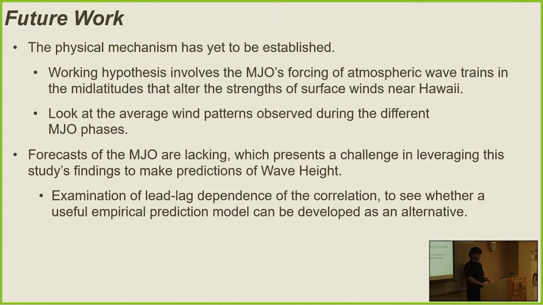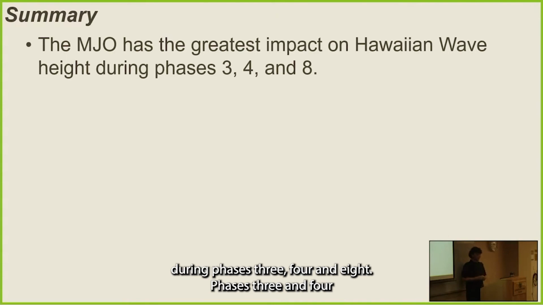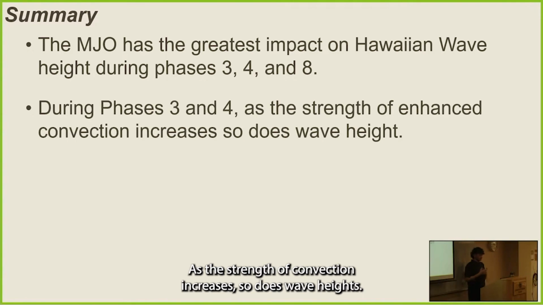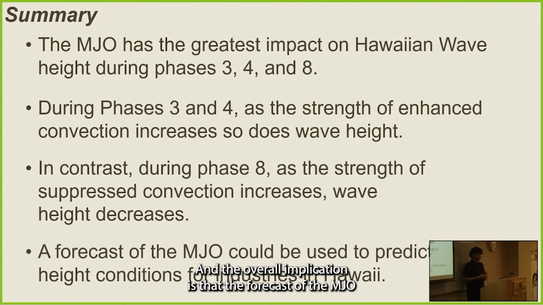We're hoping to examine a lead lag dependence of correlation to see whether an empirical prediction model could be developed as an alternative. So to summarize, we see that the MJO has the greatest impact on Hawaiian wave height during phases 3, 4, and 8. Phases 3 and 4, as the strength of convection increases, so does wave height. In contrast, during phase 8, as the strength of suppressed convection increases, wave height decreases. And the overall implication is that the forecast of the MJO could be used to predict wave height conditions for industries in Hawaii. Thank you.